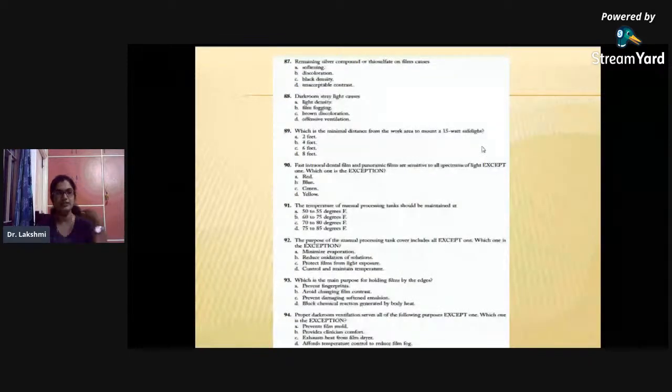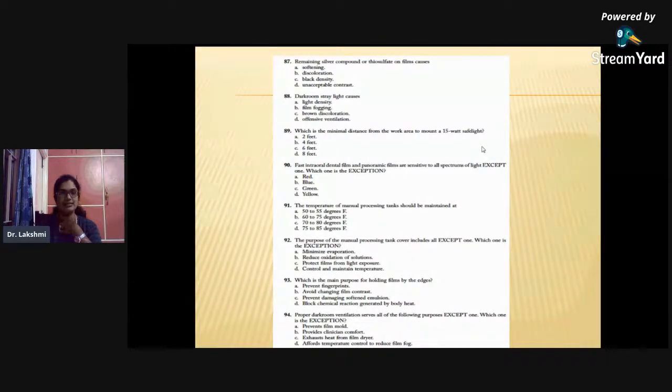87th question. Remaining silver compound or thiosulfate on film causes, that is discoloration. Okay, that is B. 88. Darkroom stray light causes. What does it cause? It causes film fogging. Okay, do you remember the coin test? That is the example for it. So 88, the answer is B.